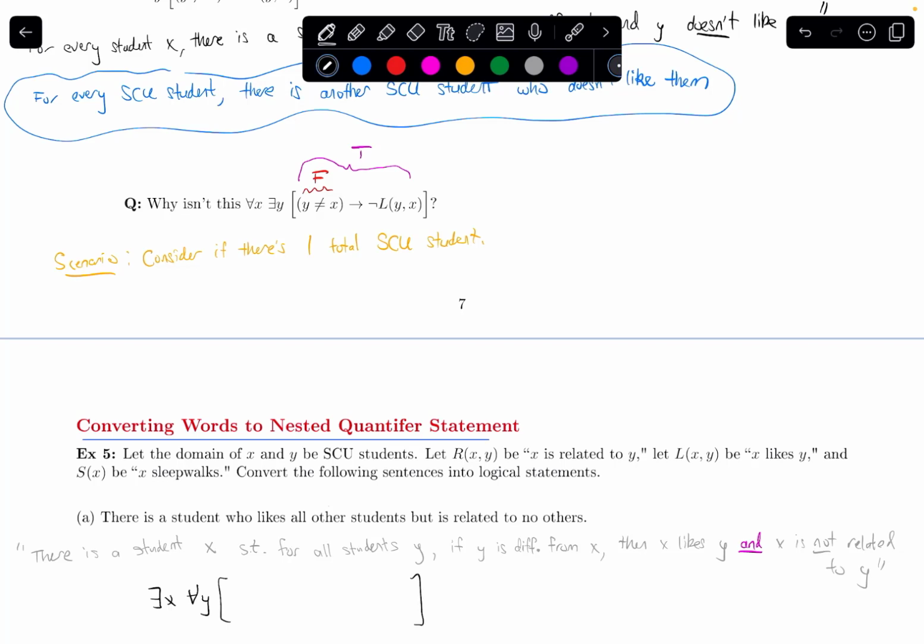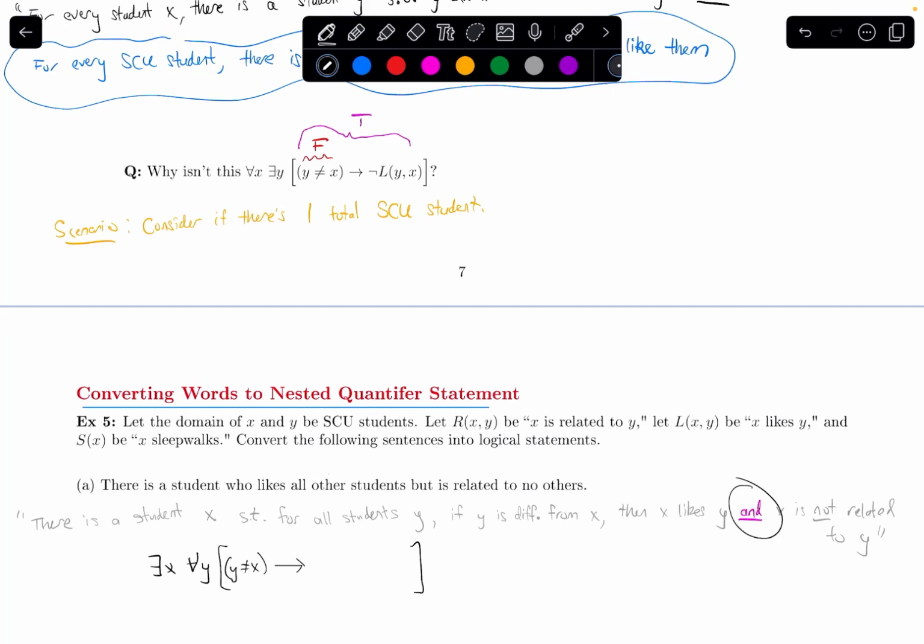And then for my if-then, the if portion is y is different from x, which would be y is not equal to x. So I'll put a parentheses around that. That's the if part. Then I have my arrow for the word then. And then after the word then, we have an and statement. So I will put that and statement into parentheses. So and, the first part of the and is x likes y, which would be L of x comma y.